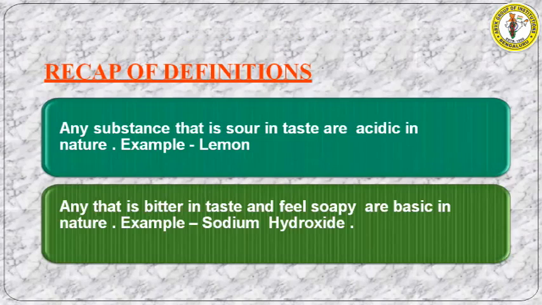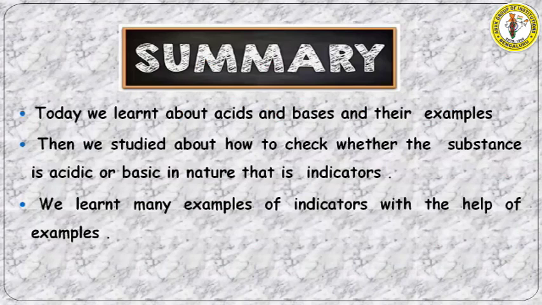So we will recap the definitions we have studied in this class. The first concept we have studied is acids. Any substances that are sour in taste are called acidic in nature. Example, lemon. Whereas any substances that are bitter in taste and soapy to touch are basic in nature. So they are called bases. Example, sodium hydroxide. So today we have learnt about acids and bases and their examples.